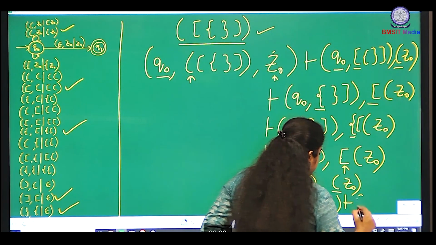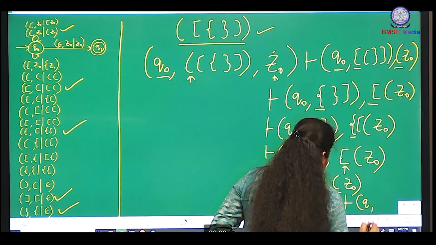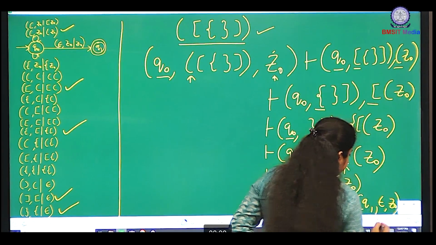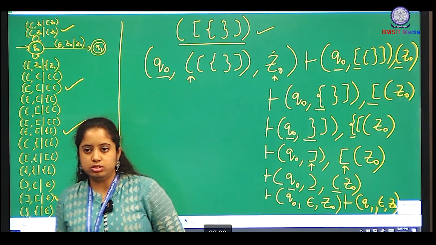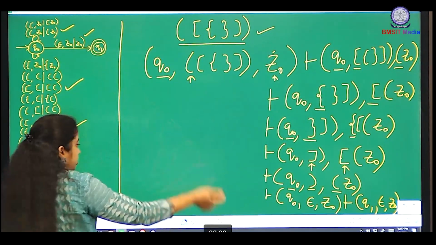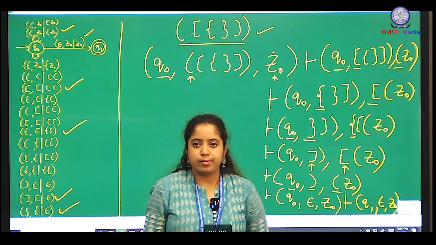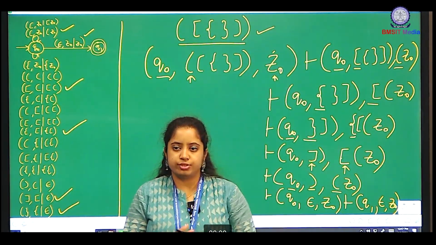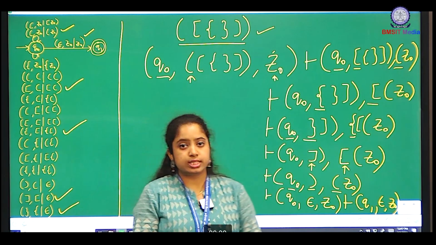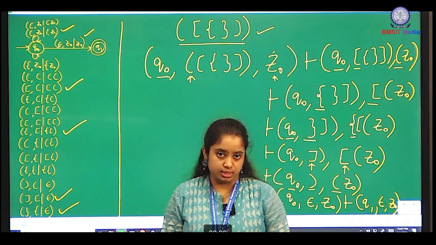So, you will reach the final state Q1 from this: Q1, epsilon, Z naught. Because you are accepting by final state method, write the same thing, Q1, epsilon, Z naught, you have reached the final state. So, the string will be accepted. So, this is the example with balanced parenthesis.